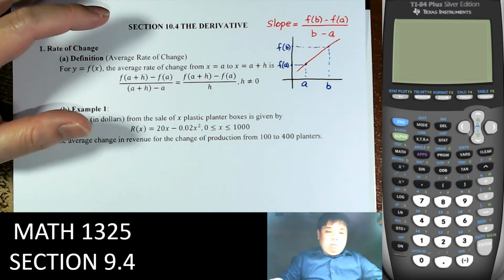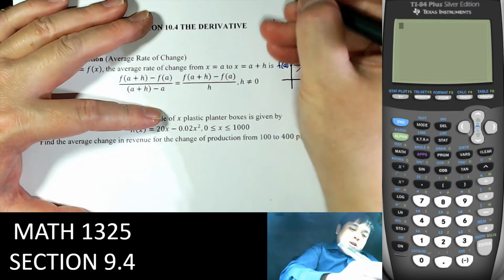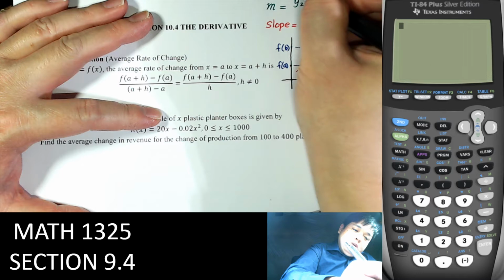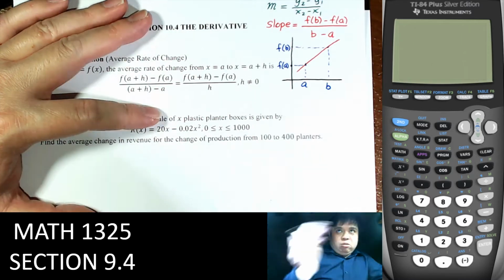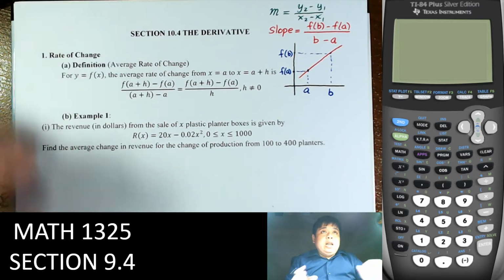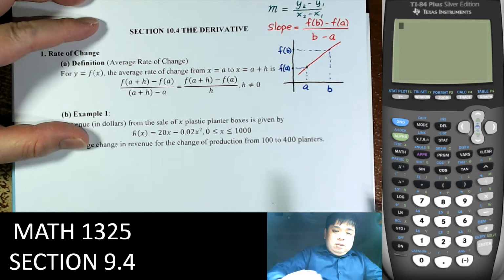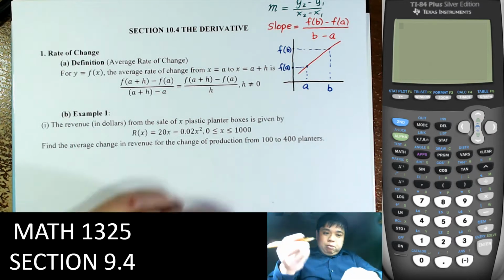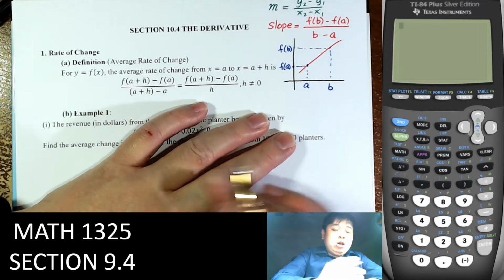In grade school, there's the formula, slope equal to y2 minus y1 over x2 minus x1. All of that is the same. Essentially, it is the average rate of change. So now the problem is that it's not only just for a line, it could be a curve.